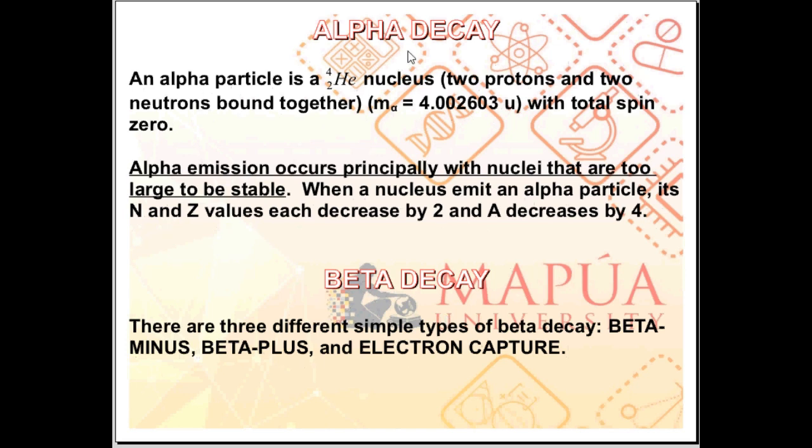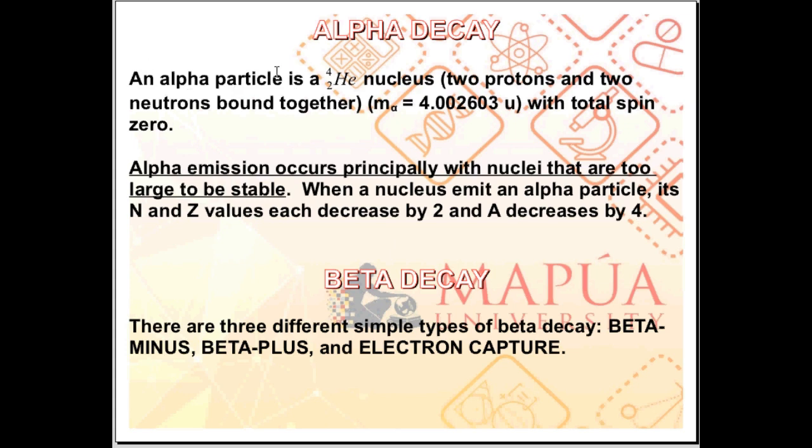So first, let's have alpha decay. Alpha decay or alpha emission occurs principally with nuclei that are too large to be stable. When a nucleus emits an alpha particle, its N and Z values each decrease by 2, while A decreases by 4, which makes sense because A is equal to Z plus N. So if N decreases by 2 and Z decreases by 2, that means A will decrease in total by 4.